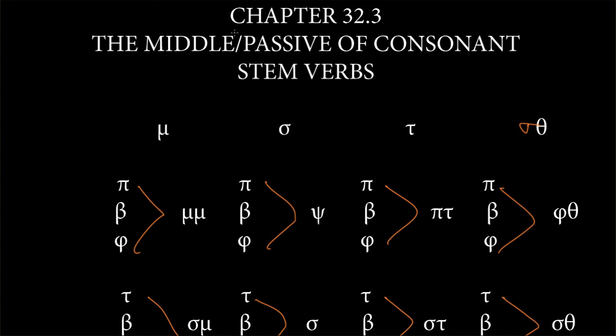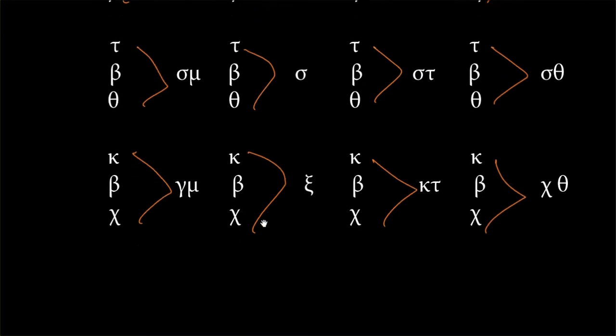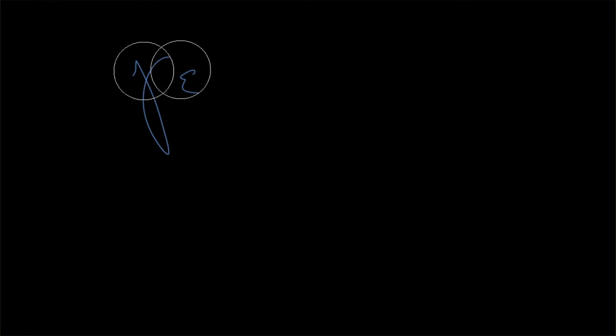Hi everybody, we're continuing on with chapter 32.3, the middle passive of consonant stem verbs. We'd gone over this chart in the last lesson, but I wanted to give you a reason for why we even bothered with all of that. Let's take one example and then we'll go through and revisit the chart. Let's talk about the verb, and let me give you its present tense form, the first principal part, grapho, to write. Appropriate since we're writing all this out.